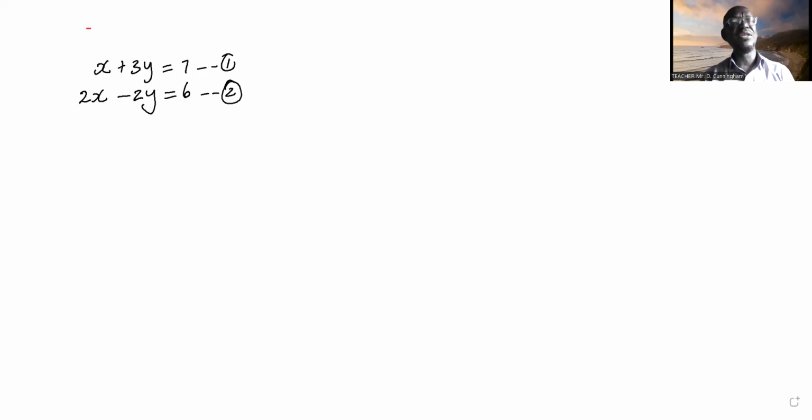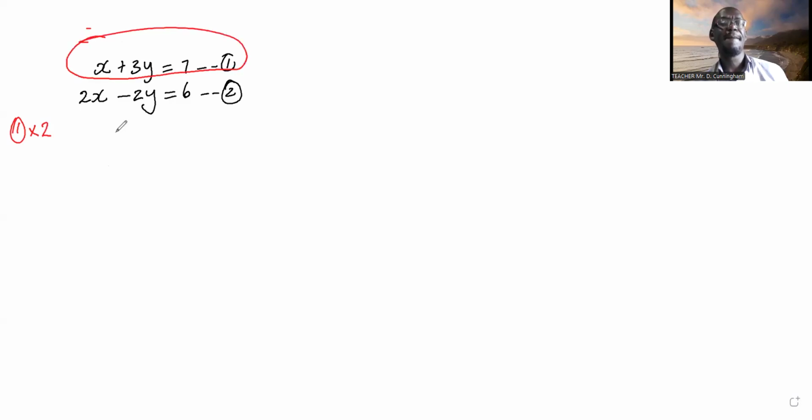So at the side of your expression, class, you're going to write equation 1 multiplied by 2. Every teacher likes to see a student writing that out. So equation 1, and a circle represents equation 1 multiplied by 2. So I'm multiplying this whole equation here by 2.